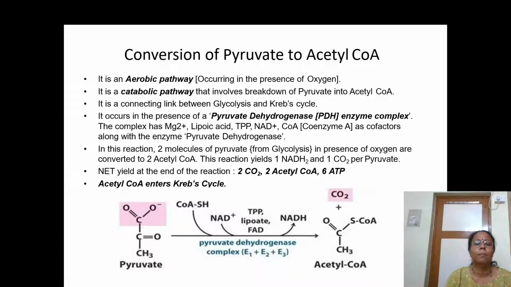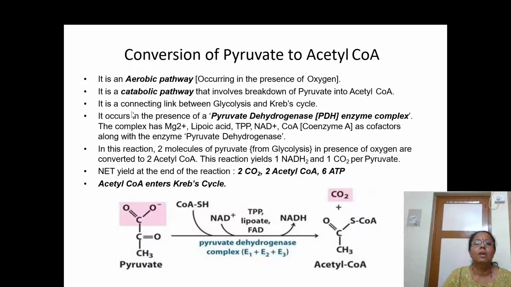Which is the third one? This pyruvate form is converted into acetyl coenzyme A, or conversion of pyruvate to acetyl CoA. See, the earlier two I mentioned were the anaerobic pathway, whereas this is an aerobic pathway, which takes place in the presence of oxygen.